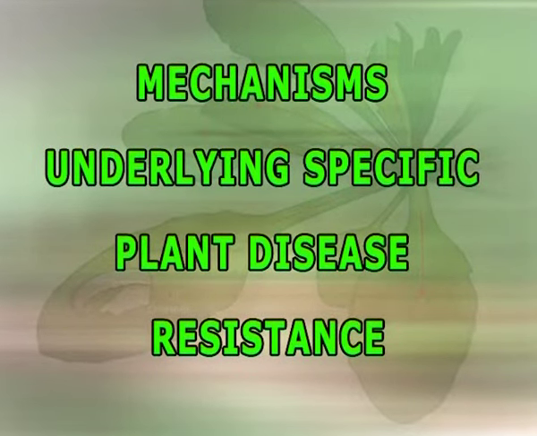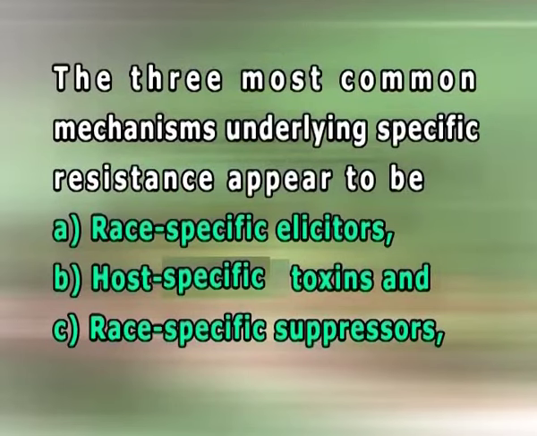Let us now look at what are the mechanisms underlying specific plant disease resistance. The biochemical mechanisms responsible for the induction of specific resistance in plant pathogen interactions are poorly understood, but they are likely to vary with both the type of specific resistance and the plant pathogen system involved. The three most common mechanisms underlying specific resistance appear to be race-specific elicitors, host-specific toxins and race-specific suppressors, but others as yet unknown may also exist.